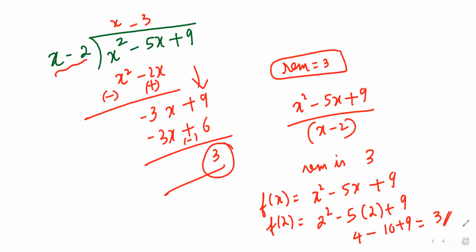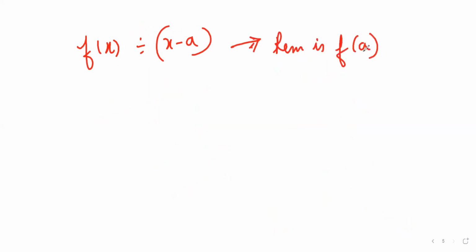So when you divide f of x by x minus a, if it leaves a remainder, the remainder is f of a. This is your remainder theorem.